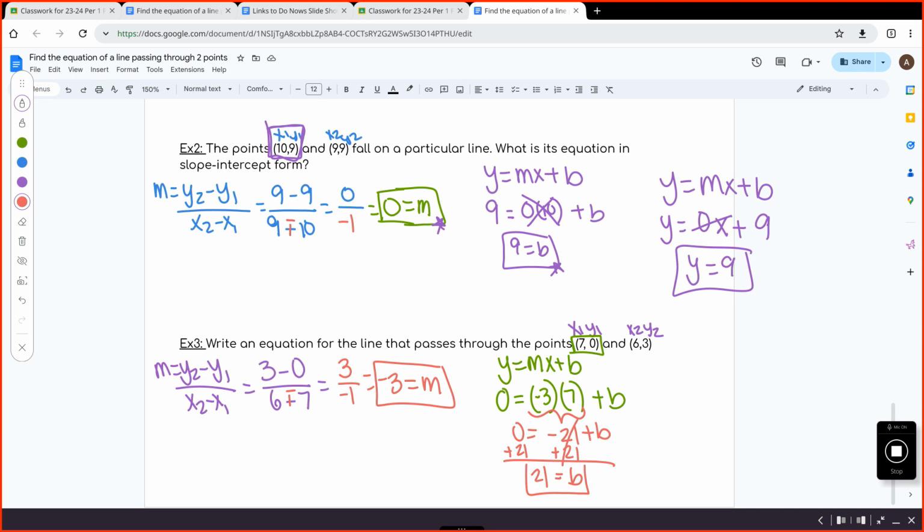Once you get your m and your b, now you can plug it into y equals mx plus b. y equals negative 3x plus 21.